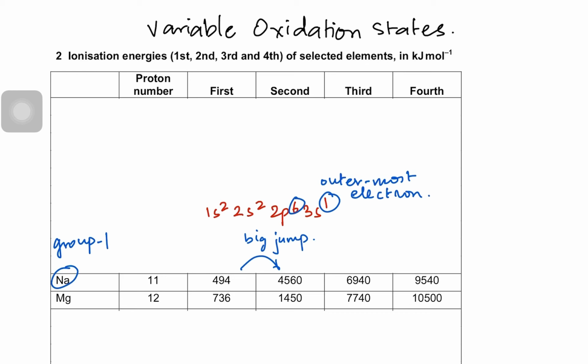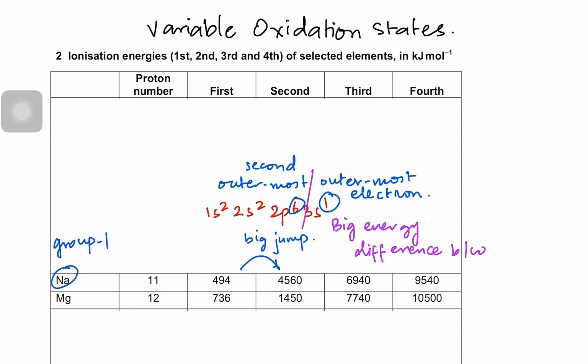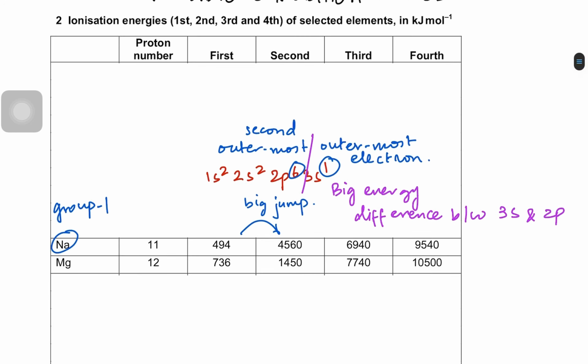If you want to lose the second electron, it has to come from the 2p subshell, and that is why there's a big difference, because 3s has a much higher energy than 2p, and there's a big difference between the energies of 3s and 2p. So after the first electron is lost, it's not easy to lose the second electron because of the big energy difference between 3s and 2p.